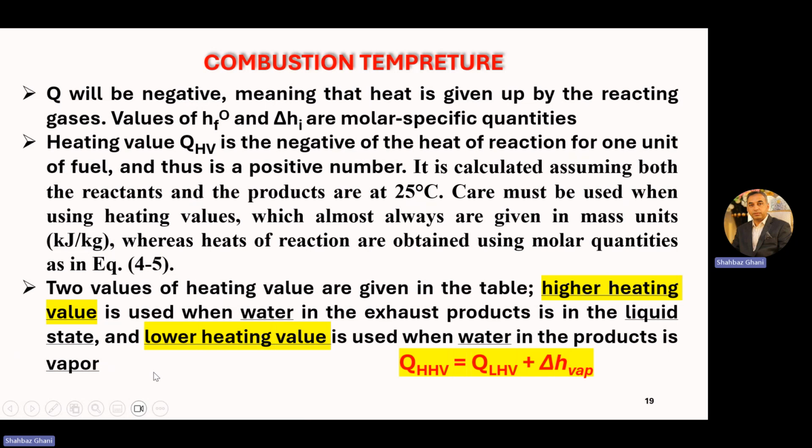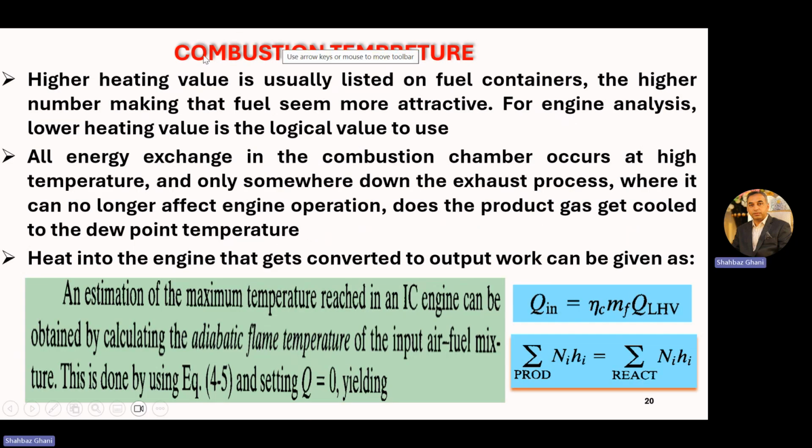Remember this thing. Every fuel has two heating values. One is higher heating value, one is lower heating value. When you have a higher heating value, it means water in the exhaust product is in liquid state. When we have a lower heating value of that fuel, it means that water in the product is in vapor form. Q higher heating value is equal to Q lower heating value plus delta H vapor, the enthalpy of vaporization. Okay. Higher heating value is usually listed on the fuel containers.